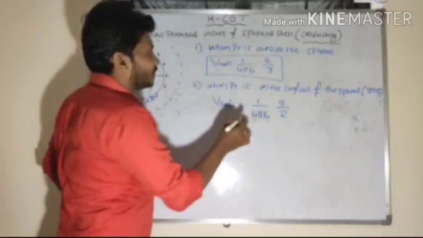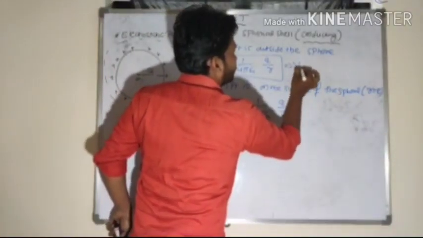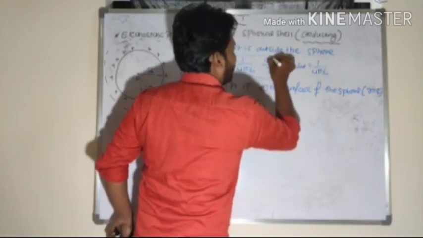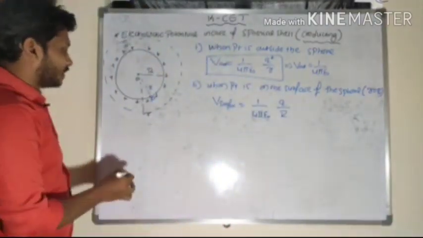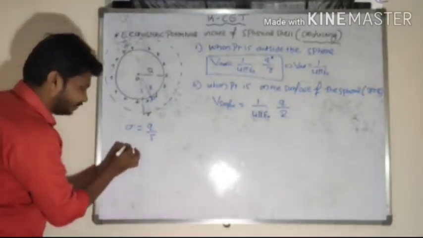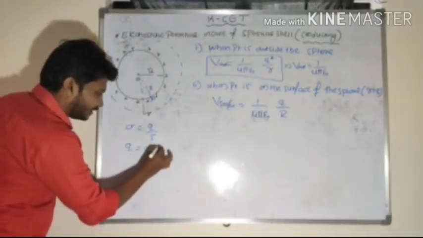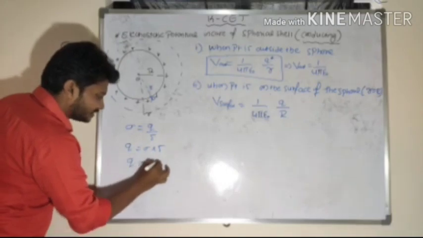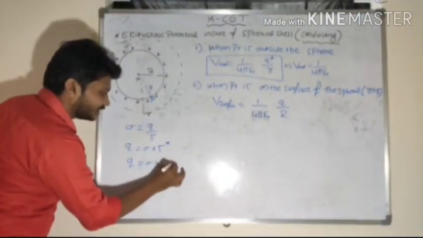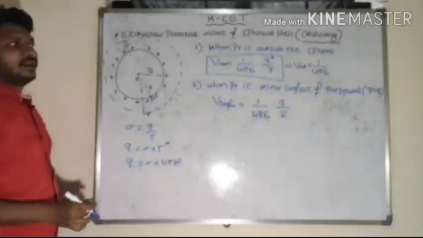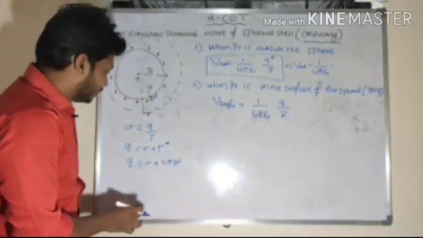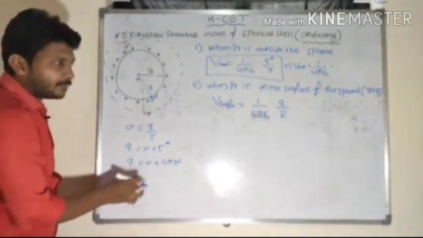I will rearrange this formula in another aspect. V out is equal to what? 1 by 4 pi epsilon naught, and Q is nothing but from the surface charge density. So sigma is equal to Q by S. So Q is equal to sigma into S. Sigma into S means what? That is the surface area of the sphere, which is 4 pi R square. So wherever Q is there, shall I write it as sigma into 4 pi R square?